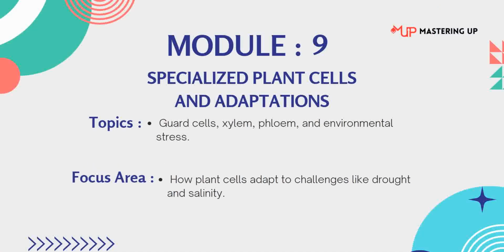Move on to module 9, which is specialized plant cells and adaptations. In this module, we will focus on specialized plant cells like guard cells, phloem, and xylem, and how these cells adapt to environmental stress like drought or salinity. Understanding these adaptations is also crucial for studying plant resilience. For example, guard cells act like security gates, regulating gas exchange in plants to ensure that they don't lose too much water during dry conditions.